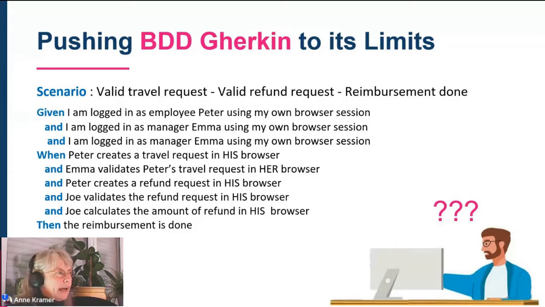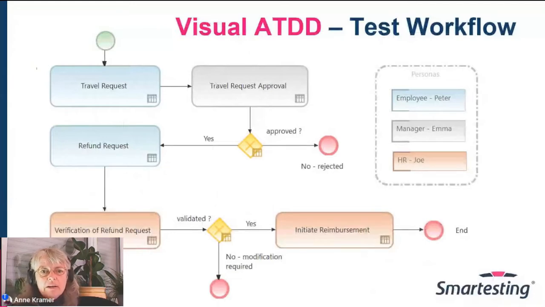And the advantage we had with BDD, we lose it when we start thinking about epics, when we want to test epics with BDD Gherkin. Especially if you think that this is not the only scenario. I mean, we are talking here about one scenario. We have quite a lot of scenarios, and that's where Visual ATDD is helpful. So I leave you some time to read the flowchart.